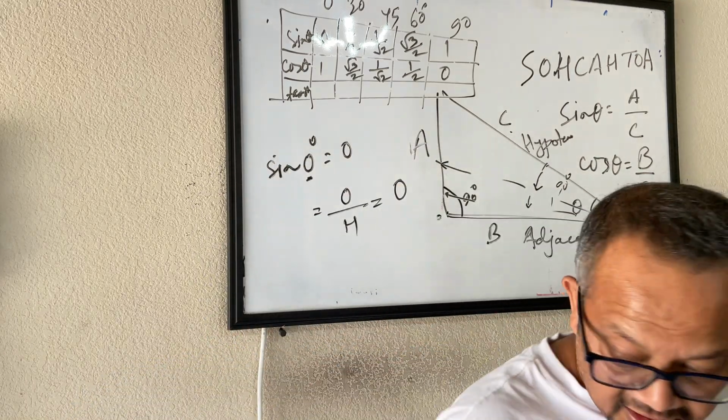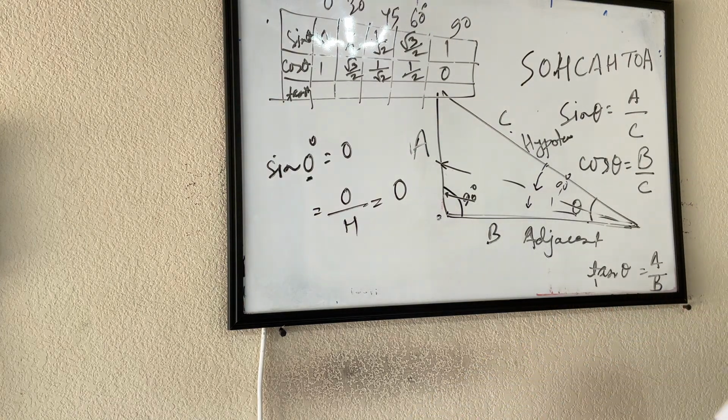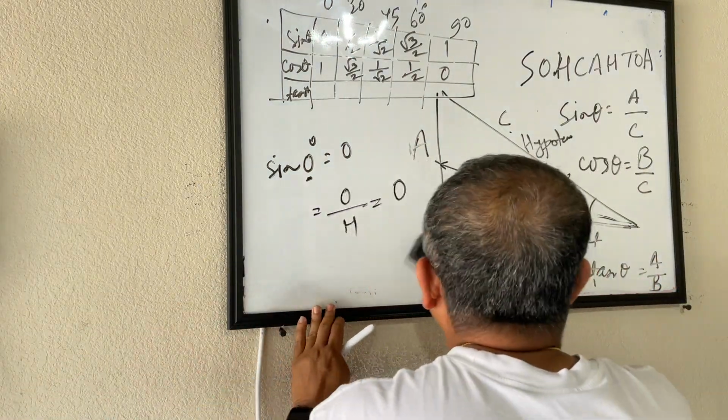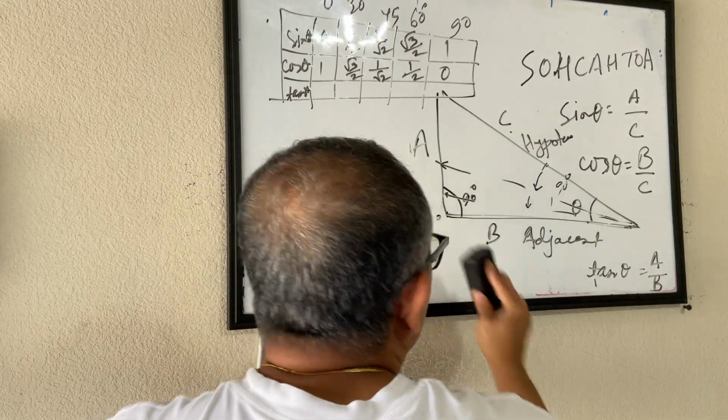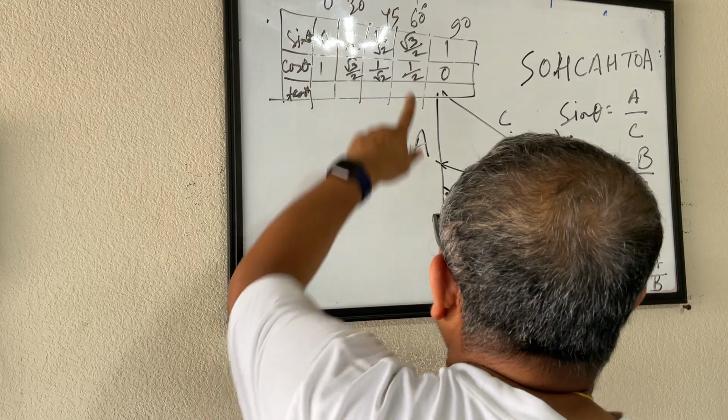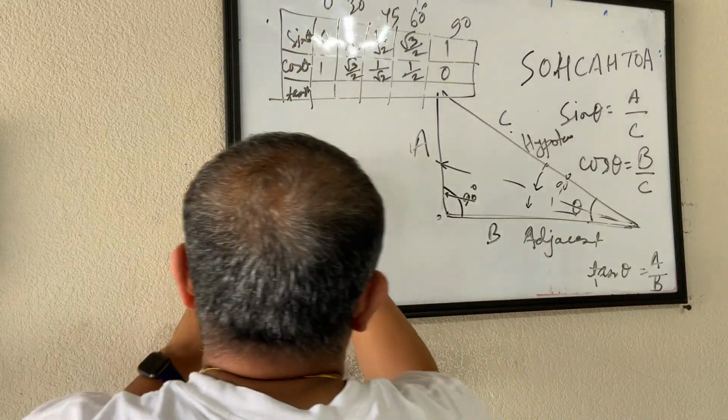Now, so one table is filled. That is good news. The one column of the table is filled. Now let's look at another situation. I'm saying sine 30 degree, or let's look at another scenario first. Let's go to sine 45 degree.